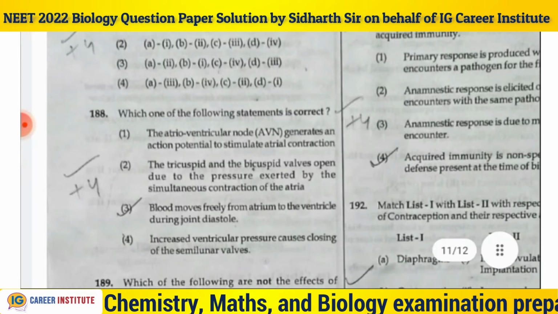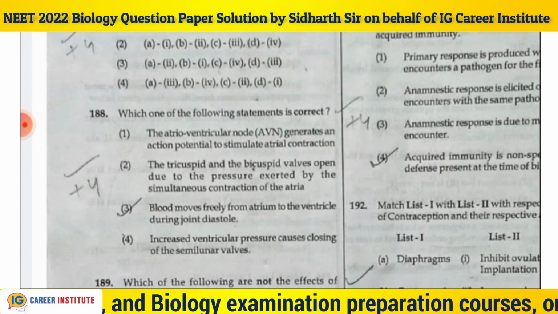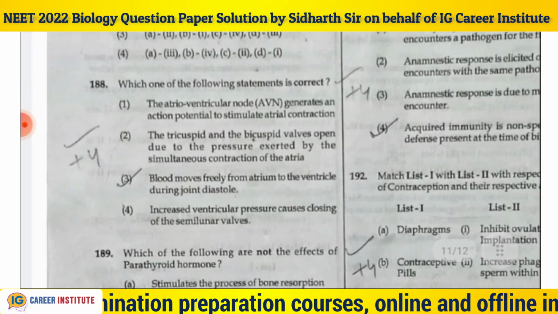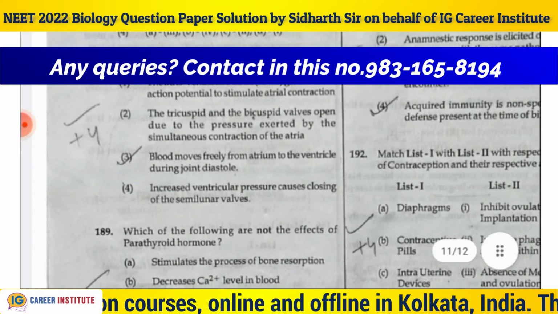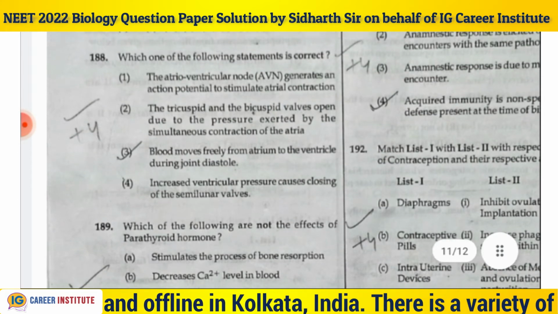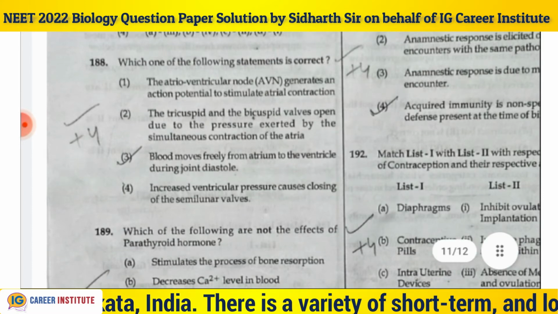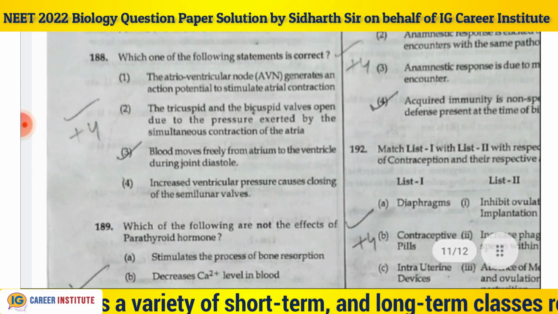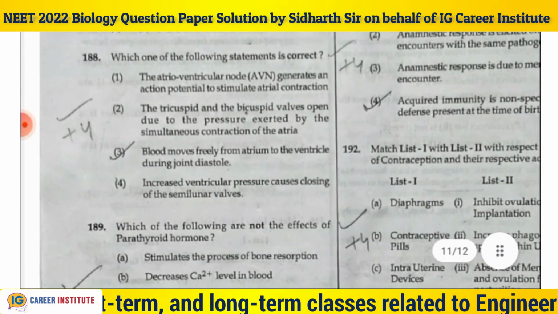188. Which one of the following statements is correct? The atrioventricular node, AV node, generates an action potential to stimulate the atrial contraction. No, that is SAN. The tricuspid and bicuspid valves open due to pressure exerted by the simultaneous contraction of the atria. No. Blood moves freely from atrium to ventricle during diastole. And increased ventricular pressure causes closing of the similar valves. Oh, they are looking for the correct statement. So the correct statement is option 3.